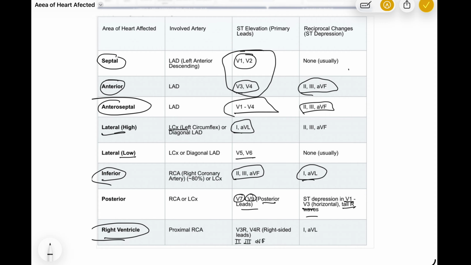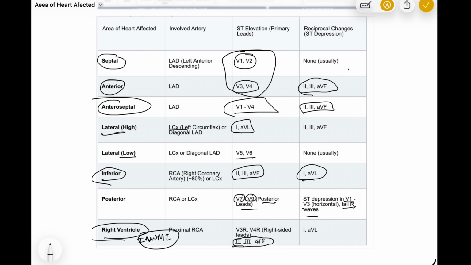Most of the time, the right ventricle will be associated with leads 2, 3 and AVF, like an inferior wall MI. So the right ventricle is always associated with inferior wall MI. We will be discussing how this right ventricle is associated with the inferior wall MI, and we will see the exact pathophysiology behind it. Just bear with me, I will clear each and everything.